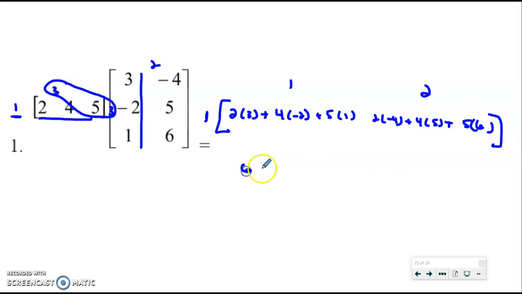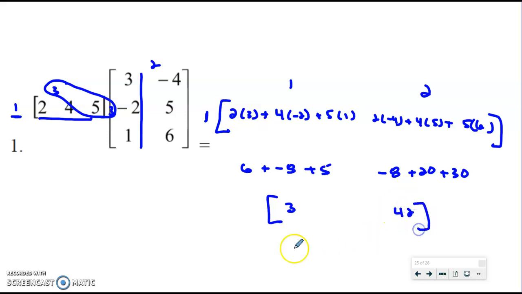So I have 6 plus -6 plus 5. That first entry is 5, so it's going to turn out to be 5. Then I have -8 plus 20 plus 30, and if I add those together, I get 42. So my answer matrix is 5, 42.